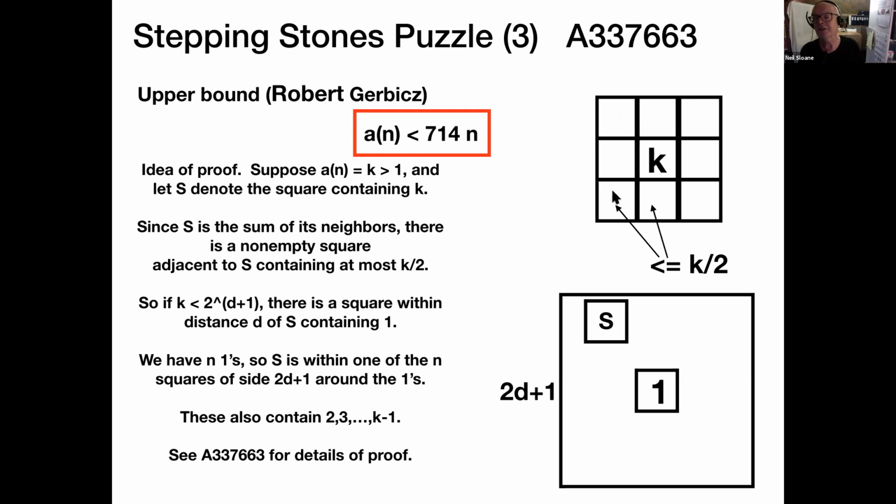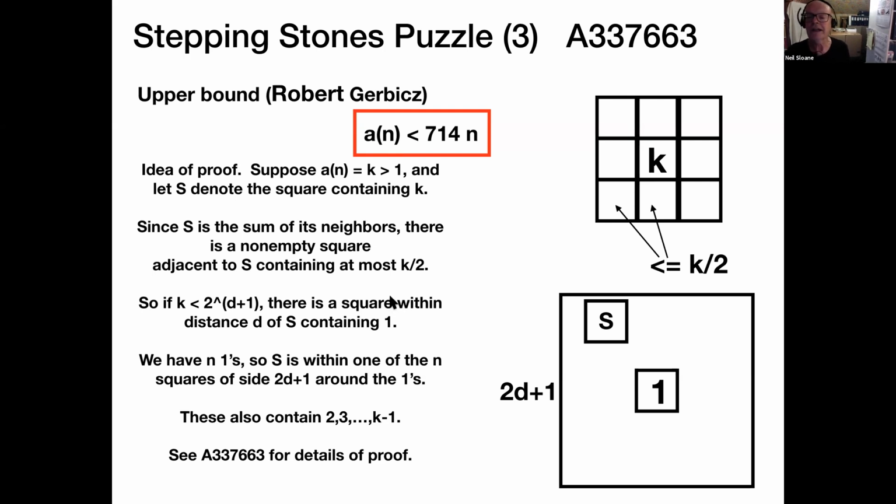Say it was k over 2. Look at the biggest neighbor. I mean, the smallest neighbor. Okay, there has to be a k over 2 or less. Look at its neighbors, and there has to be a neighbor which is at most k over 4. And that would be 2 steps away from k. And there has to be a neighbor at most k over 8, 3 steps away.